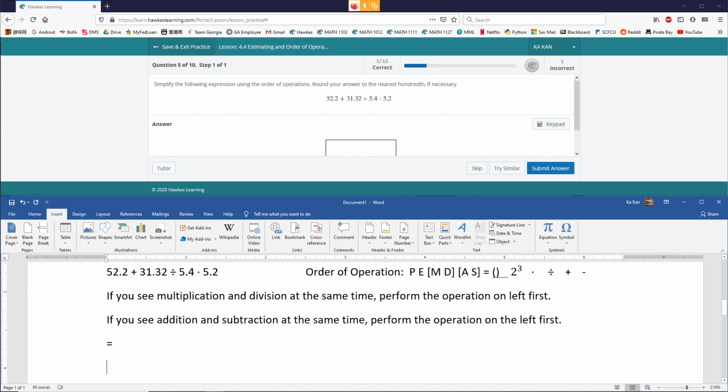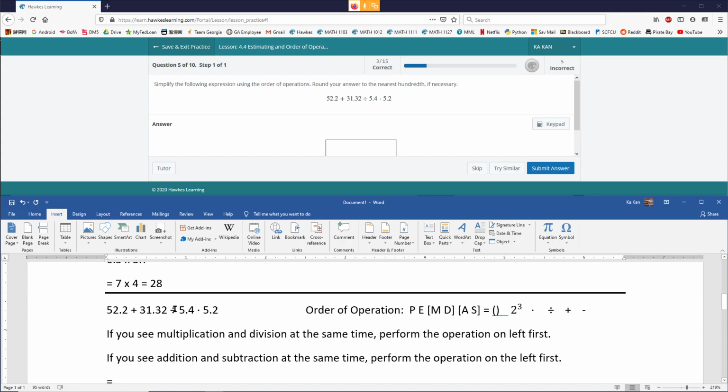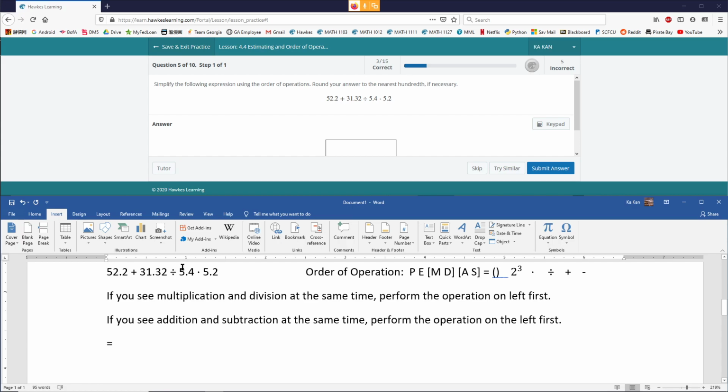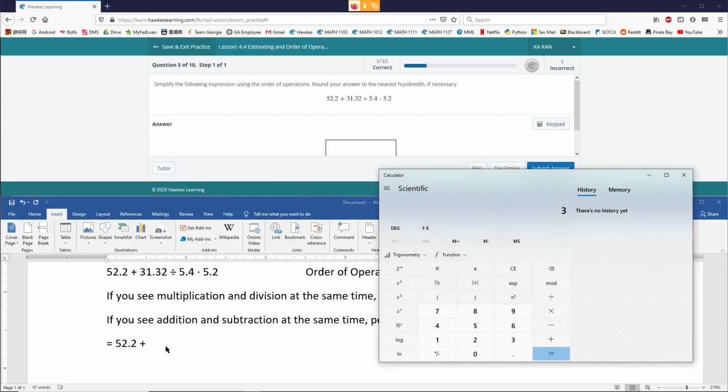So in our case, you see how we have a division here and then a multiplication. Now the addition is out of the game. You're not gonna do it until later, until we finish. But the division and the multiplication: do the division first, then you do multiplication. So here's how I'll do it. 52.2 plus, I will go ahead and put in my calculator, 31.32 divided by 5.4.